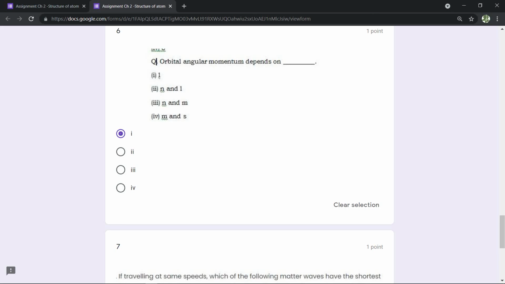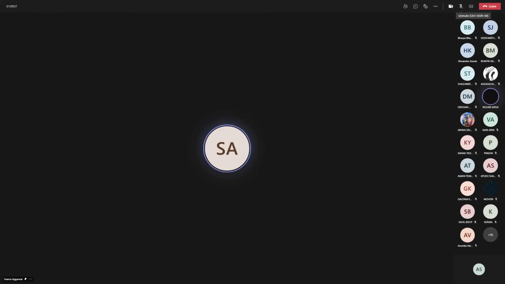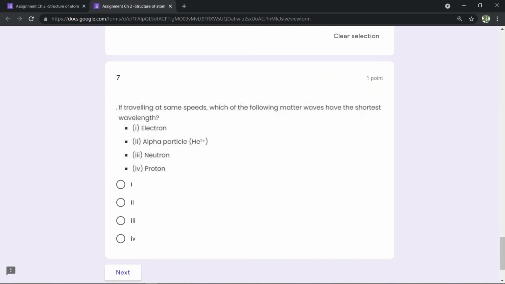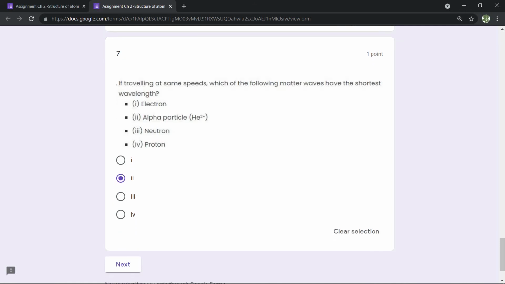Someone read out the question. If traveling at the same speed, which of the following matter takes up the shortest wavelength? Wavelength lambda is equal to h upon mv, so the one having the highest mass will have the shortest wavelength. Ma'am, alpha particle. Alpha particle, because it is a helium nucleus having a mass of 4. Neutron and proton have 1, electron is negligible, so the answer will be alpha particle.